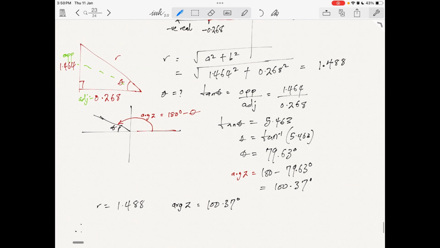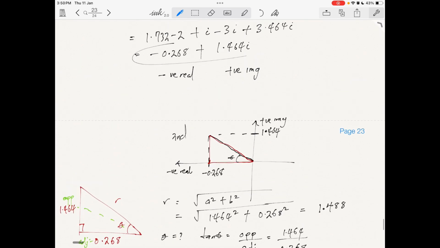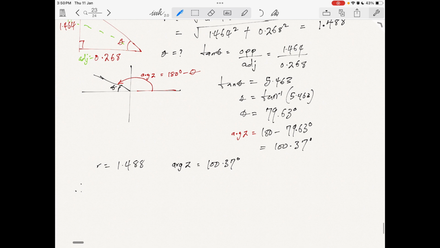So therefore our conversion of this, that is minus 0.268 plus 1.464i, will be written in the polar format. So our r is 1.488, argument 100.37 degrees.